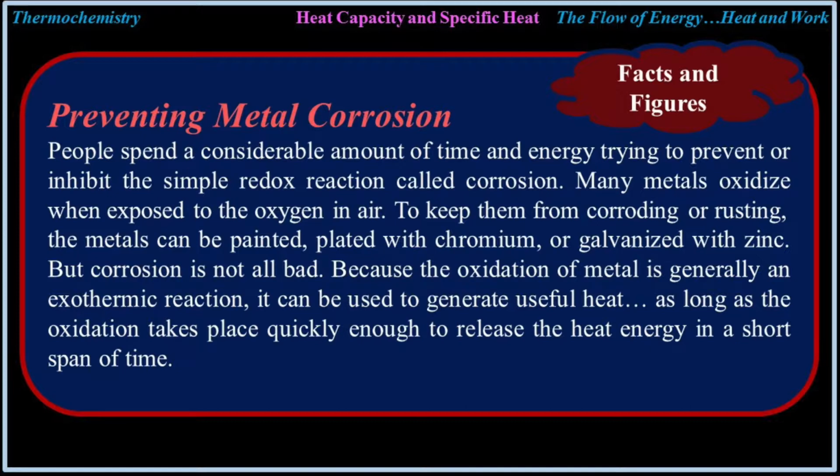Preventing metal corrosion. People spend a considerable amount of time and energy and money trying to prevent or inhibit the simple redox reaction called corrosion. Many metals oxidize when exposed to the oxygen in air. To keep them from corroding or rusting, the metals can be painted, plated with chromium, or galvanized with zinc. But corrosion is not all bad. Because the oxidation of the metal is generally an exothermic reaction, it can be used to generate useful heat, as long as the oxidation takes place quickly enough to release the heat energy in a short span of time.